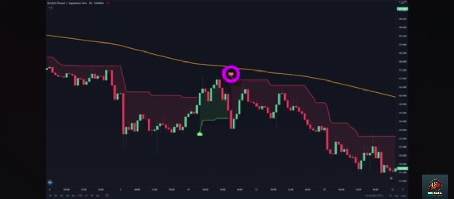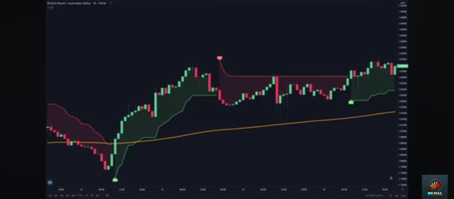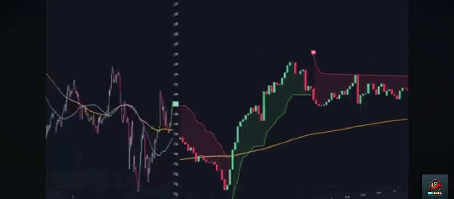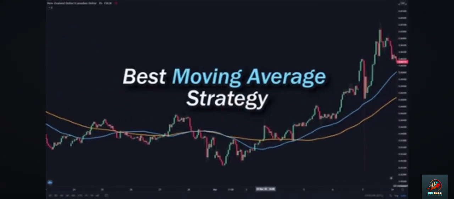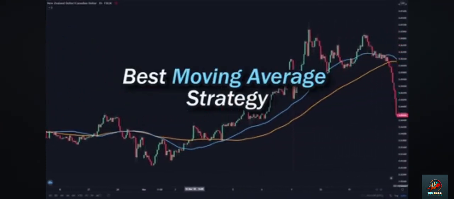If the super trend gave a sell signal and the price is below the 200 EMA, you take a sell position. But if the super trend gave a sell signal but the price is above the 200 EMA, then you ignore this sell signal. So that's how you combine any indicator with the 200 EMA. So I just gave you the best moving average strategy that you can implement in your trading system right now.